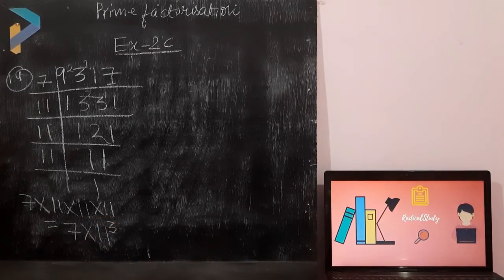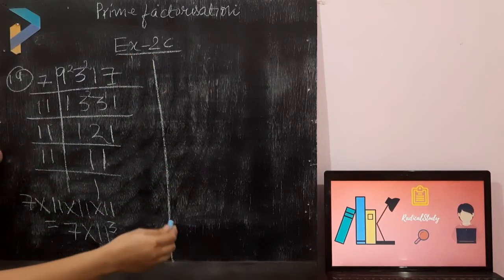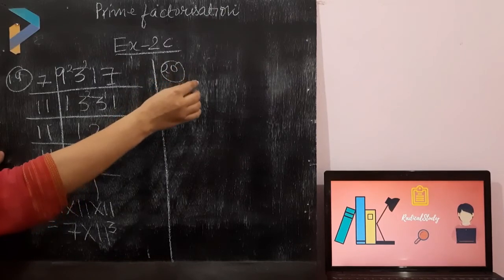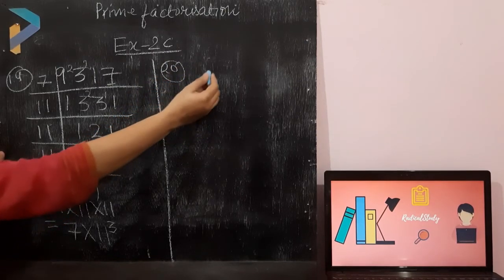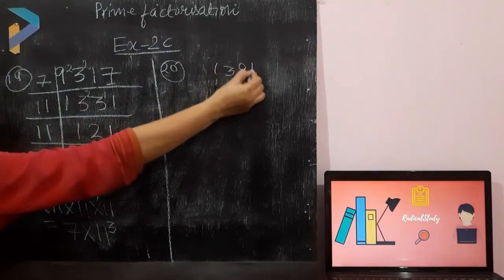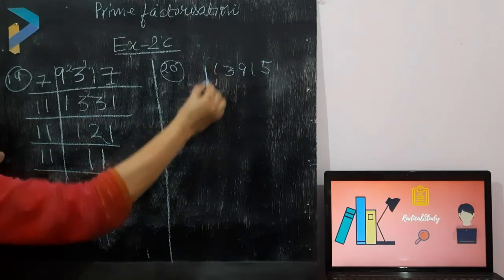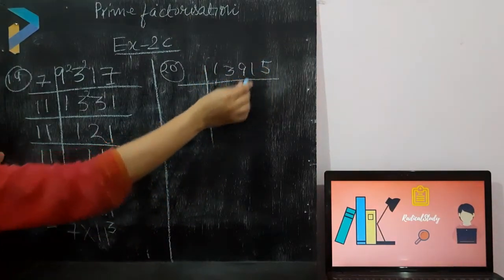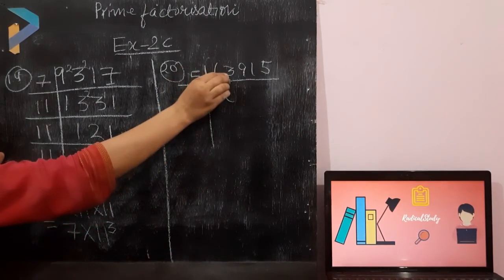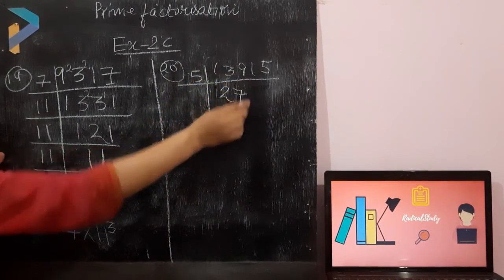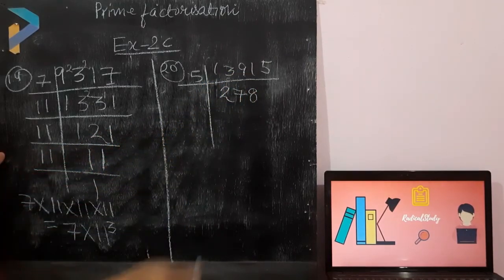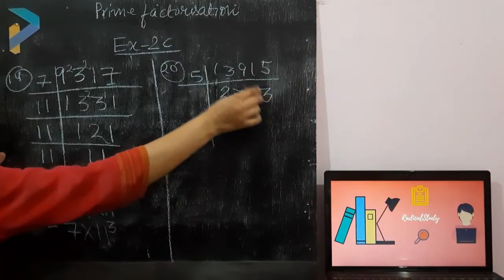Okay students. Now I am going to take the next example, which is question number 20. It is 13,915, sorry, 13,915. So as I can see 5 here, so I will start from 5. 5 twos are 10, 3 is left, now 39. 5 sevens are 35. Now 4 is left, it will become 41. 5 eights are 40. 5 threes are 15.